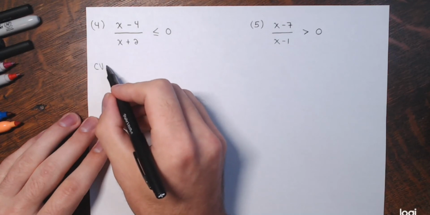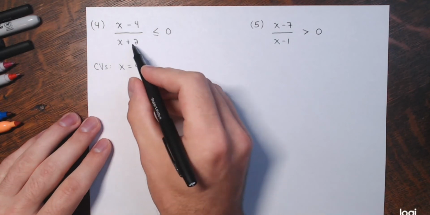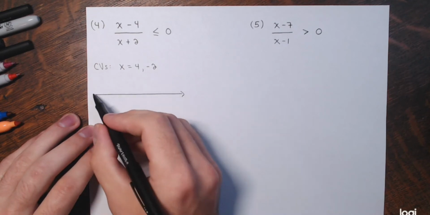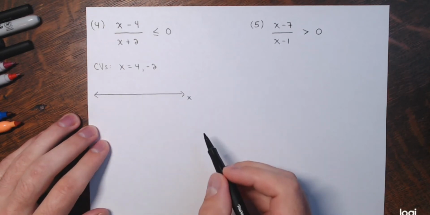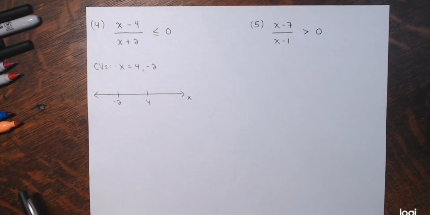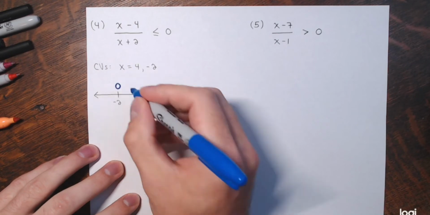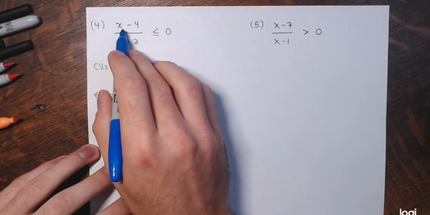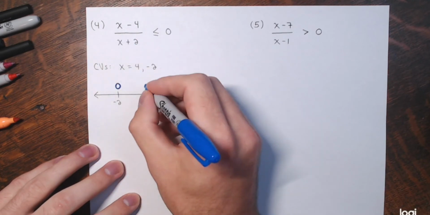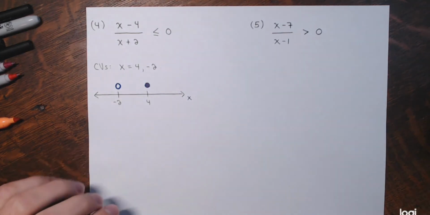Alright, so first the critical values are x equals 4 makes the numerator 0, -2 makes the denominator 0. Number line, possible values of x, I mark off these. Now -2 would be to the left of 4. -2 would not be a solution because it makes the denominator 0. +4 would be. If I plug in 4, you'd have 0 on the left is less than or equal to 0 on the right, and the equal part is satisfied. So a closed point above 4 to indicate that it is a solution.